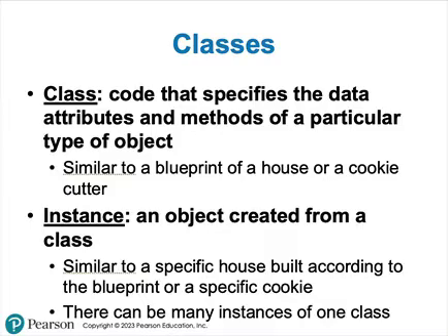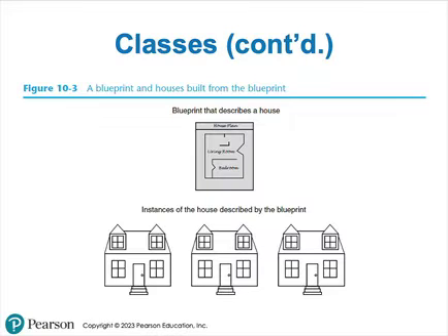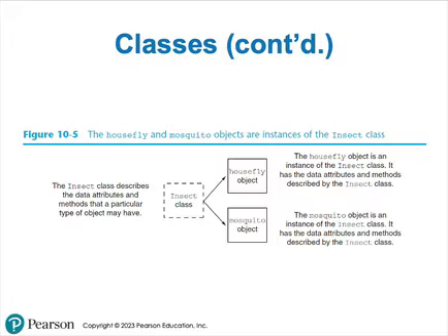So the instantiation or the instance is actually the object that you're using. The class describes that. I gave you both examples there, and their last statement is that there can be many instances of one class. Here they're showing you a blueprint, and from it they've built three houses. So the blueprint is the class. The actual houses are the instance or instances.